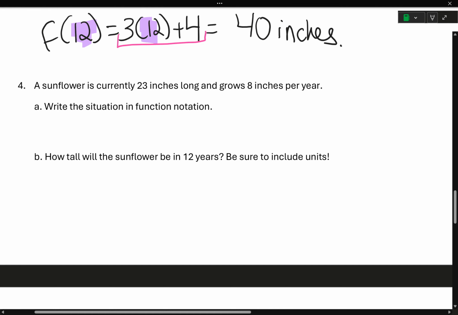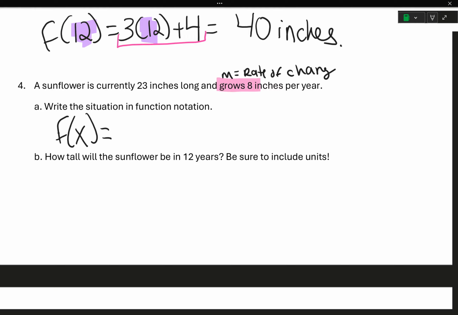Number 4, a sunflower is currently 23 inches long and grows 8 inches per year. Let's write a function. Once again, think to yourself, what is the change that's happening? Is it the sunflower being 23 inches long right now, or the fact that it's growing 8 inches per year? It's the growing. Growing 8 inches is our m. That's our rate of change. So 8x. And then our beginning is 23 inches.